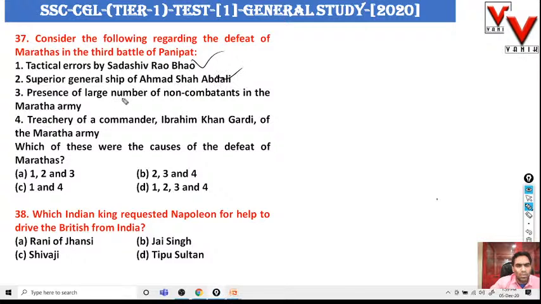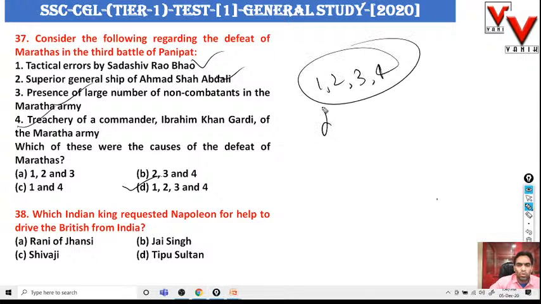The presence of large number of non-combatants in the Maratha army, this is also right. Treachery of the commander Ibrahim Khan Gardi to the Maratha army, this is also right. So all are correct. So the right answer is 1, 2, 3, 4, so the answer is going to be D.